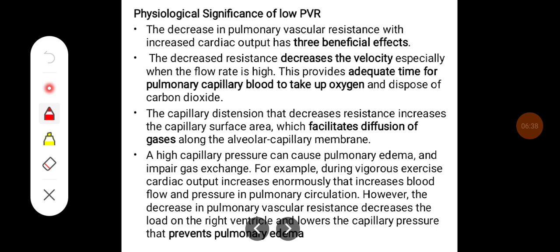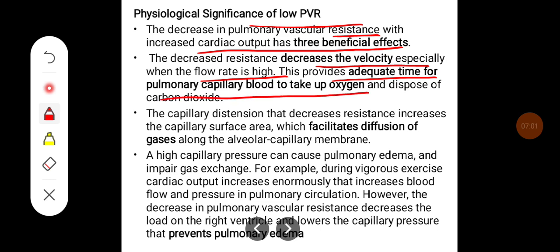The physiological significance of the low pulmonary vascular resistance. The decrease in pulmonary vascular resistance with increased cardiac output has beneficial effects. The decreased resistance decreases the velocity, especially when the blood flow rate is high. This provides adequate time for pulmonary capillary blood to take up oxygen and dispose carbon dioxide. The capillary distension that decreases resistance increases the capillary surface area, which facilitates diffusion of gases along the alveolar capillary membrane.